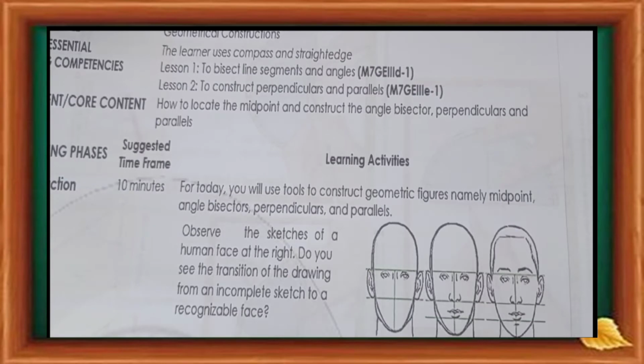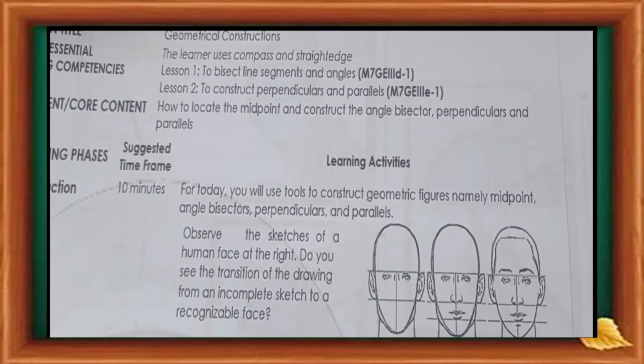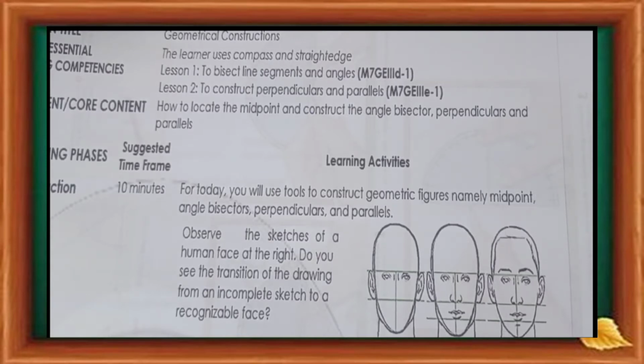Observe the sketches of a human face at the right. Do you see the transition of the drawing, from an incomplete sketch to a recognizable face? Have you seen people sketching? That is what they do first. Where is this often used? Actually, the PNP, the police, use it. The witnesses describe the face that they recognize, then it is sketched right away. Painters can also use it to express their ideas through sketches.